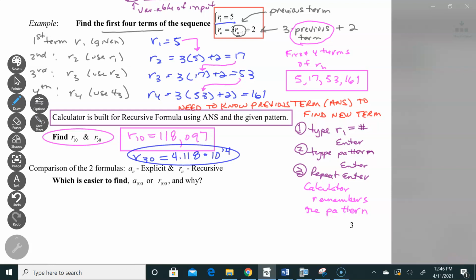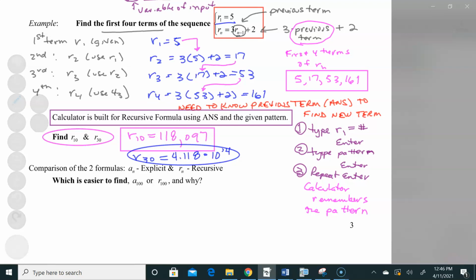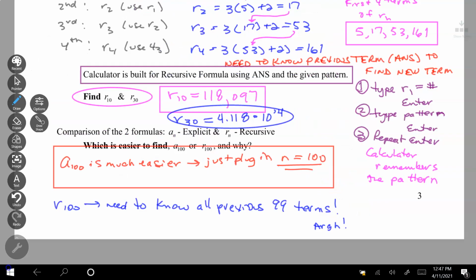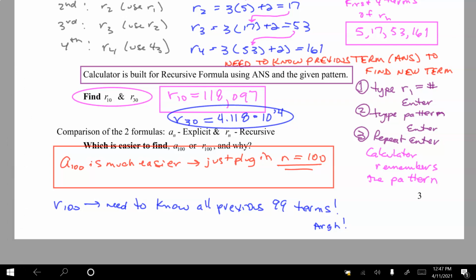So now the ultimate question is, which is easier to find? A sub 100, the 100th term in the explicit formula, or R sub 100, the 100th term in the recursive formula? A sub 100 is much easier to find. All you got to do is plug in n equals 100. R sub 100, you technically need to know all 99 terms before it, and that means, even if you did it on the calculator, that is hitting enter 99 times, making sure you hit it exactly right. You don't hit a missed finger, you don't do this, you don't do that. It's doable. I'm just saying, I wouldn't be so confident in it.